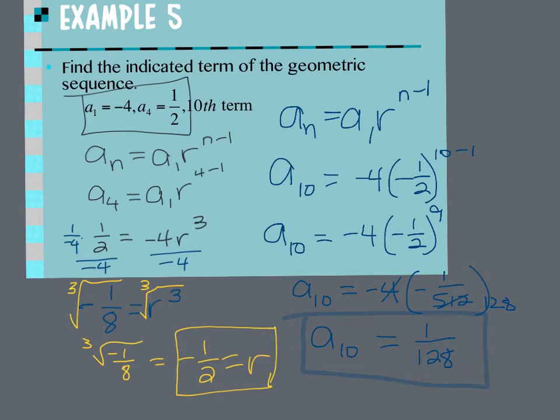Where does the negative come from? The negative 1/2 is my R. So over here, I found R, right? So the negative sticks with it. If it was an even power, it'd go away. If it was an odd number, it's going to stay. Questions on that one?